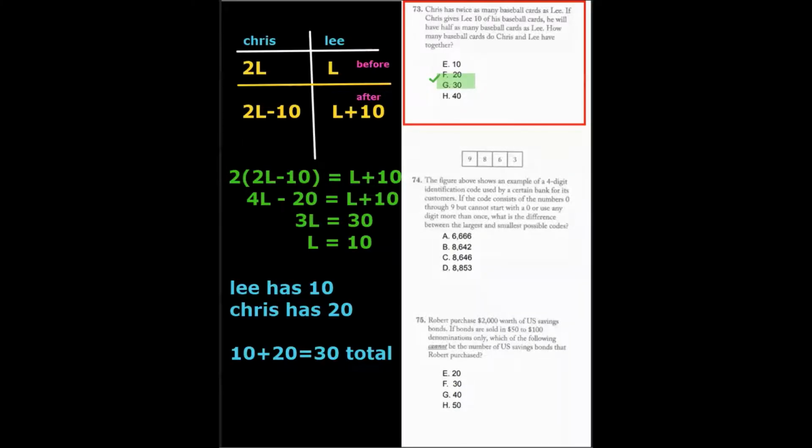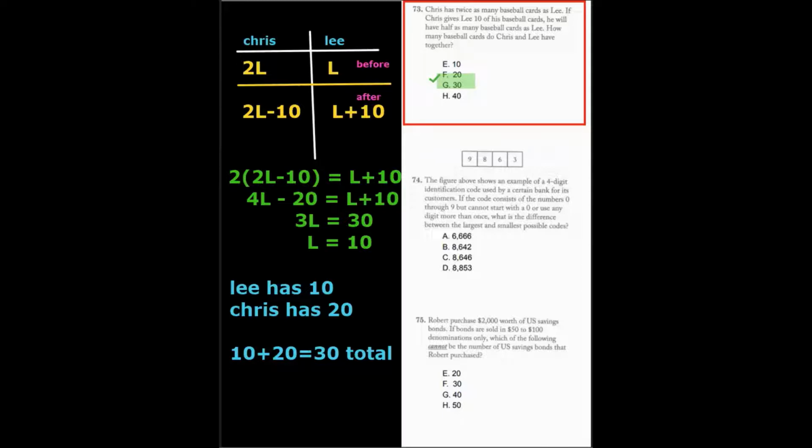Question 73. Chris has twice as many baseball cards as Lee. If Chris gives Lee 10 of his baseball cards, he will have half as many baseball cards as Lee. How many baseball cards do Chris and Lee have together? Well, for this problem, start with the before, where Chris has double a stack of baseball cards than Lee. After he gives away 10 of his cards, he will have 2L minus 10. But Lee, who's receiving the cards, will have L plus 10 after the transaction.